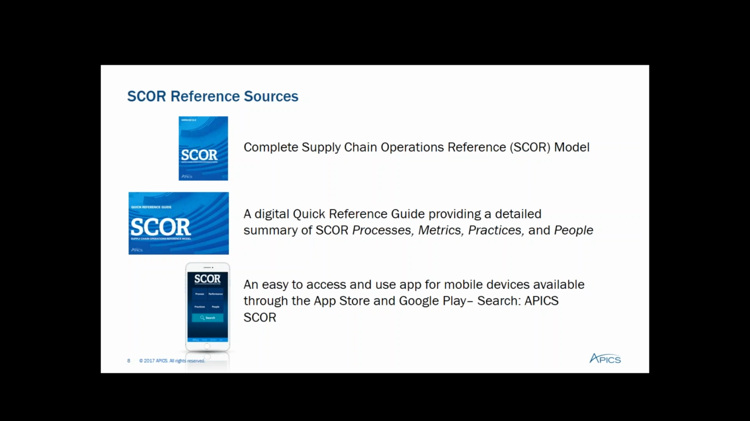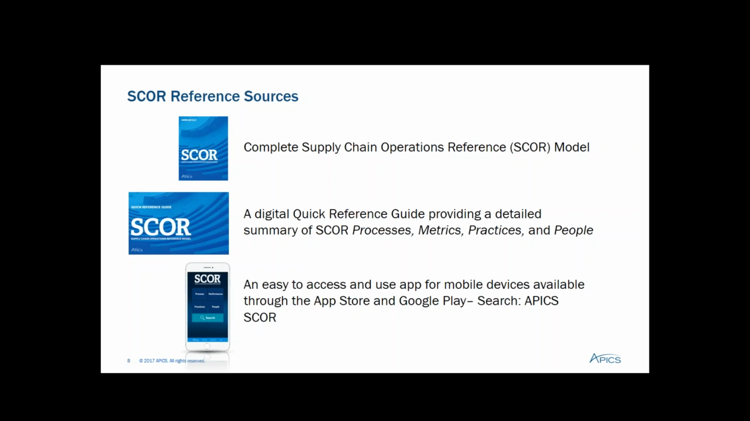The SCOR Quick Reference Guide, which is available online, provides practitioners with a digital version of an easy-to-use document containing a summary of the detail found in the model. The guide provides users with the ability to easily locate level 1, 2, and 3 processes and metrics for quick reference without consulting the full SCOR model framework.